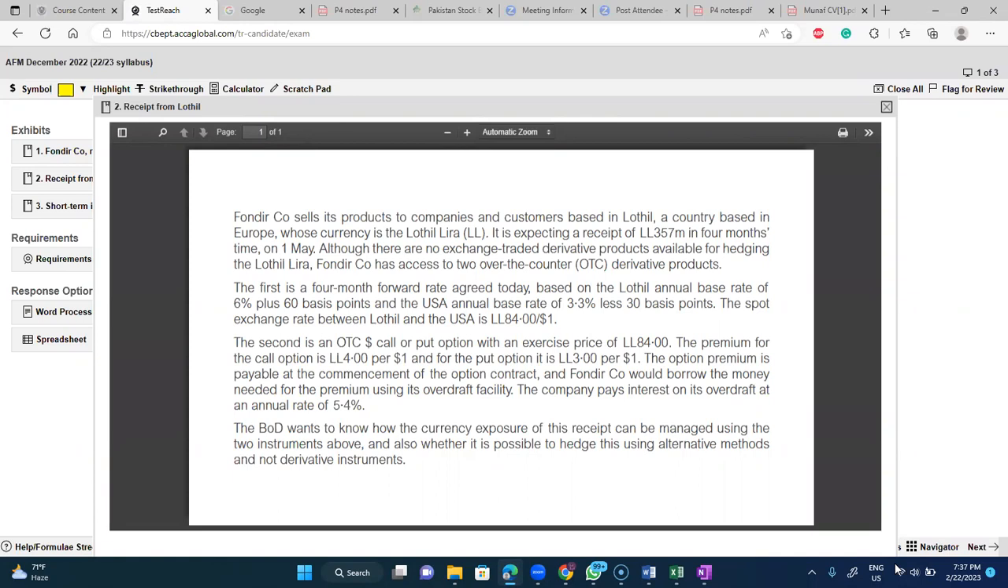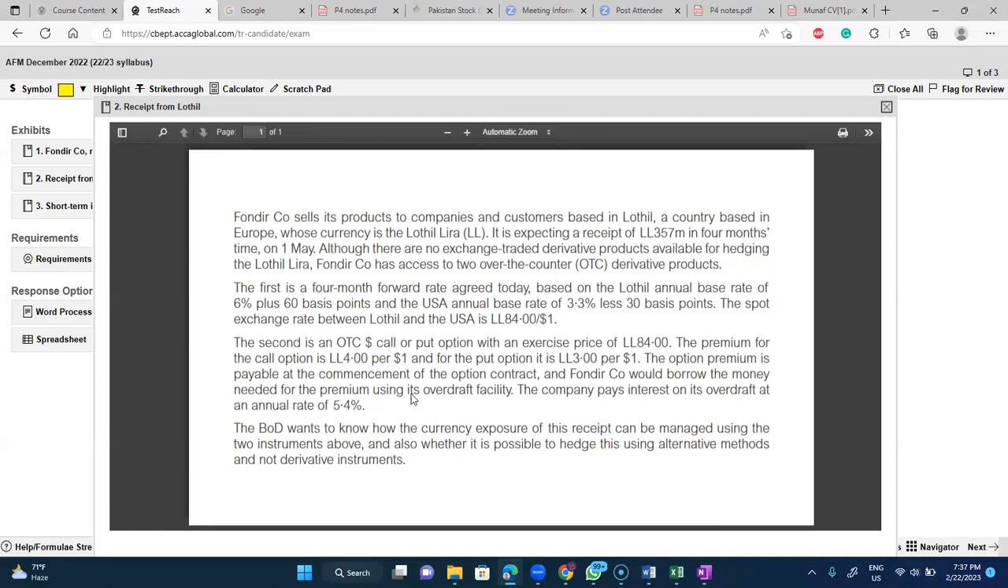The first is a 4-month forward rate agreed today based on the Lothal annual base rate of 6% plus 60 basis points, and the USA annual base rate of 3.3% less 30 basis points. Spot rate is 84 LL over dollar. So you need to calculate the forward rate using interest rate parity.